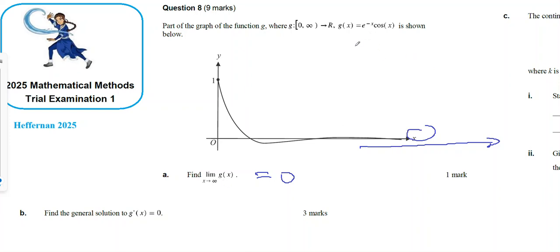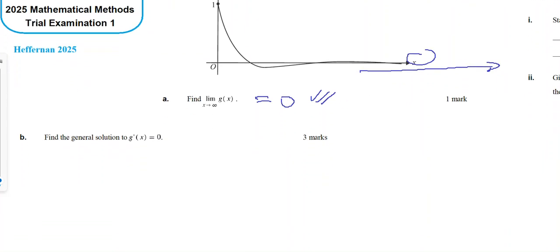Remember, the limit will be what y will be if x could be infinity. If I was to look at this, e to the minus x is going to become e to the minus infinity, which is going to approach 0. And 0 times the cos of anything is going to equal 0. So 0 is the answer that the limit approaches.